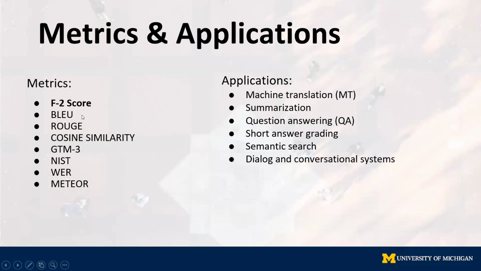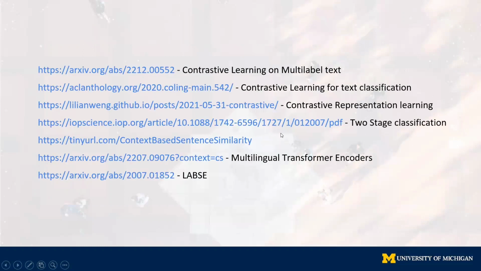For our project, we'll be using the F2 score as our metric for similarity evaluation. Coming to the applications, STS has many applications, which include machine translation, summarization, question answering, etc. Here are the links to the resources that we will be using as we move towards a solution.